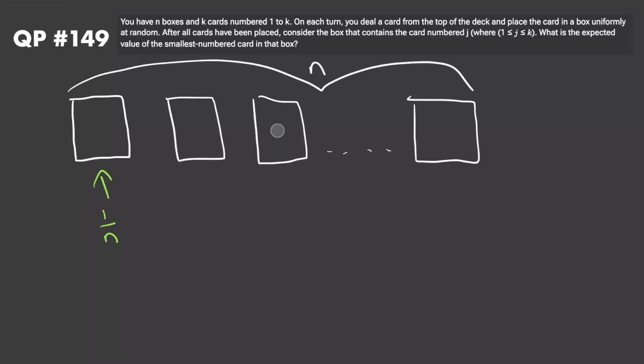And then for card number 2, I'm going to have the same story. I have a 1 out of n chance of going in this box. It's going to be independent of where we place number 1, so we can go in any of our boxes again with 1 out of n probability. And then we have this special card, which is number j. So maybe j is equal to 4, maybe it's equal to 5. It's just going to be some number between 1 and k, and that card also has a 1 out of n probability of going in all of our boxes. So once we've dealt out all the cards, we're looking at the box that contains j and asking what is the expected value of the smallest numbered card within the box that contains j.